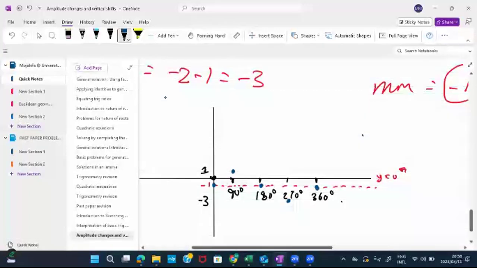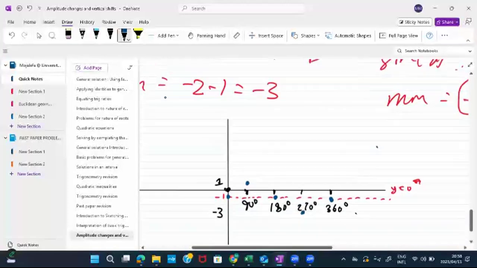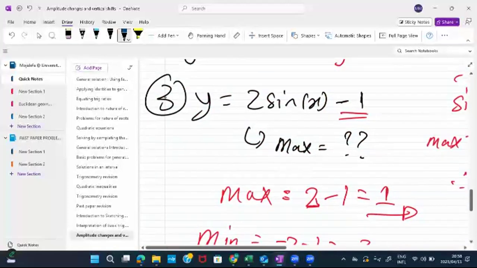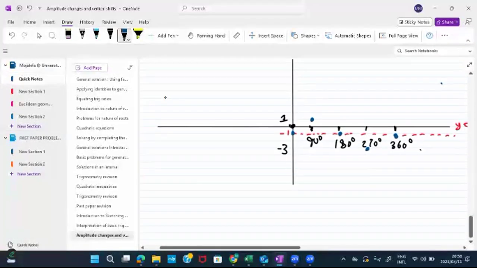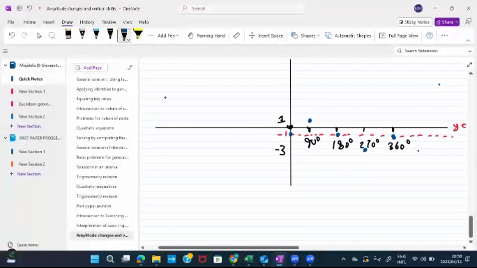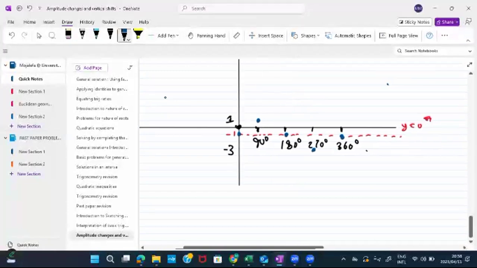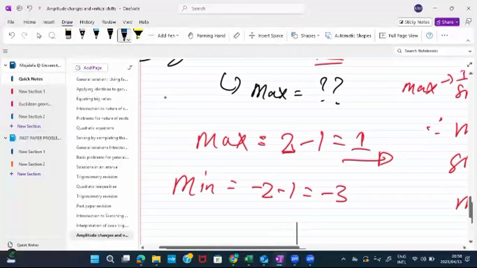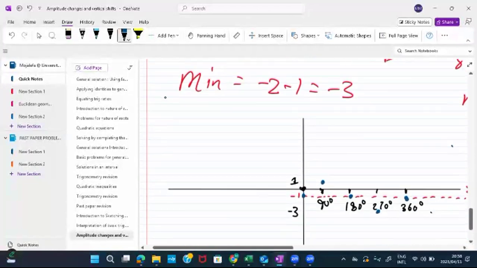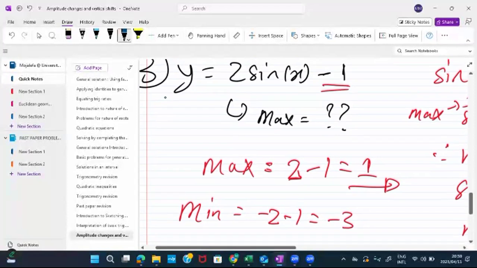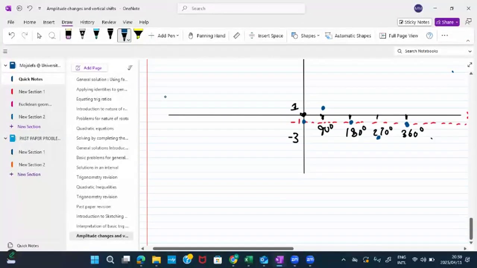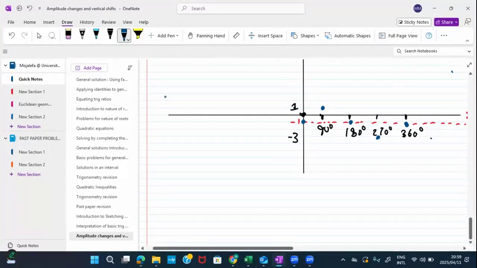Guys, am I correct? Plug these values into your calculator. The equation is 2 sine x minus 1, right, sir? Yes. So when you plug in 0, it gives us -1. Yes, and I started at -1. That's why I started here.